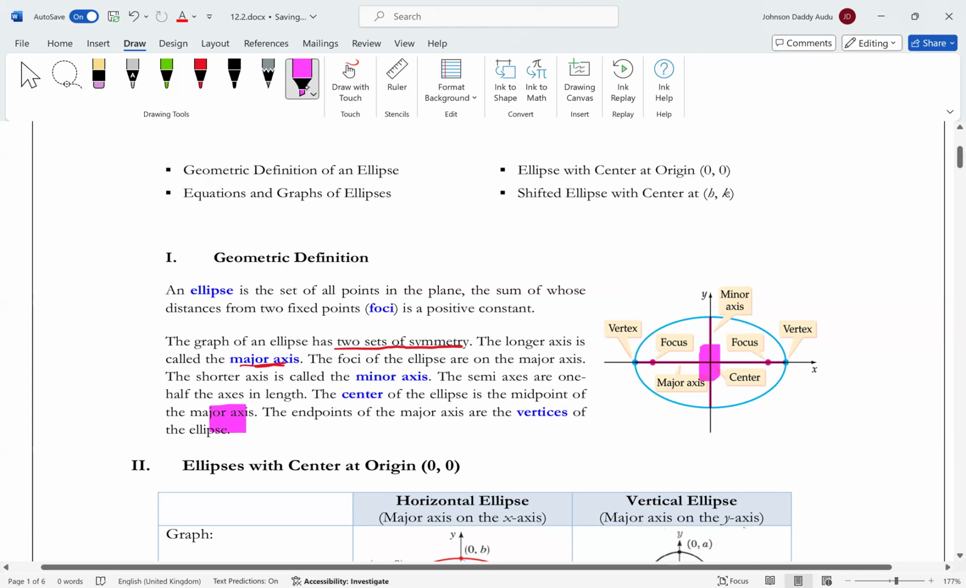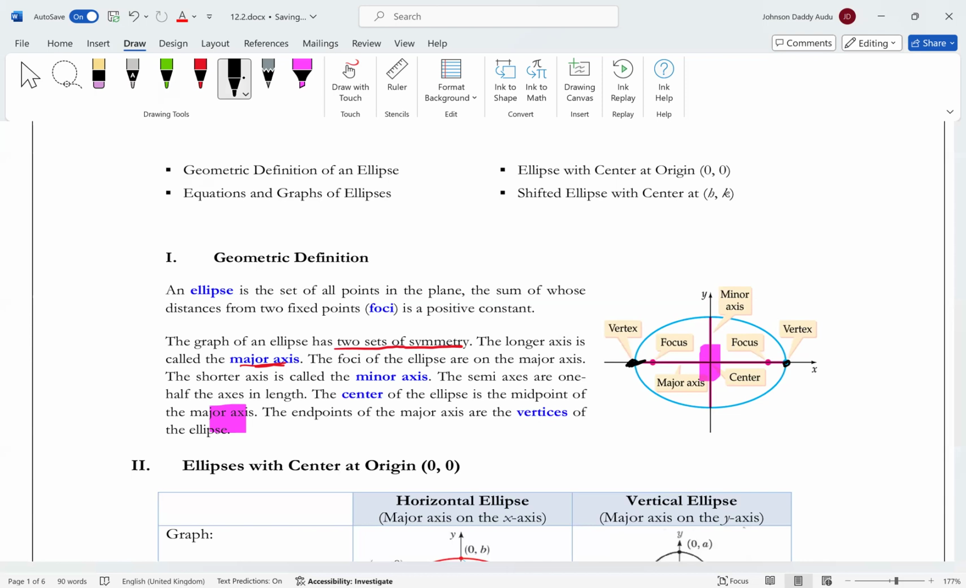Then the endpoints of the major axis are called the vertices. If you want to find the vertices, once you have the major axis, then the endpoints are called the vertices. That is why we have two vertices. And we can now talk about the foci, which are just a little bit away from the vertices. So you have two foci as well.